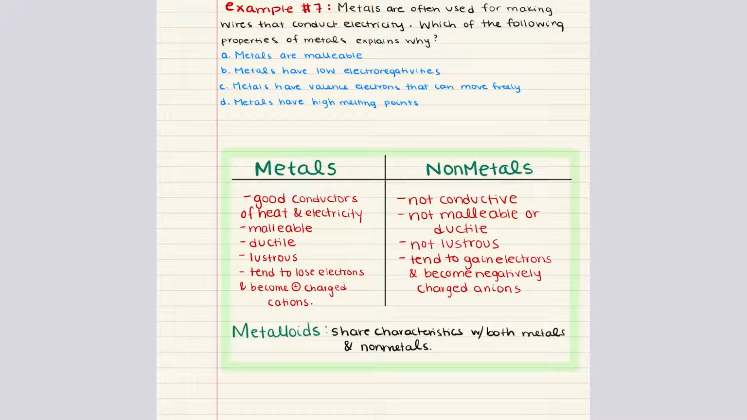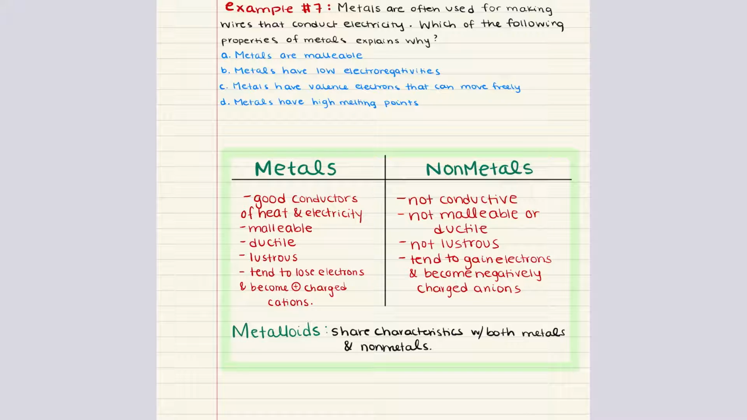Now, metals are known for their characteristic physical and chemical properties, including malleability, ductility, conductivity, and luster. But one of the most critical properties related to electrical conductivity is the presence of free-moving valence electrons. These valence electrons are not tightly bound to any particular atom, and so they can move freely throughout the metal lattice. And this movement of electrons is what allows metals to conduct electricity efficiently.